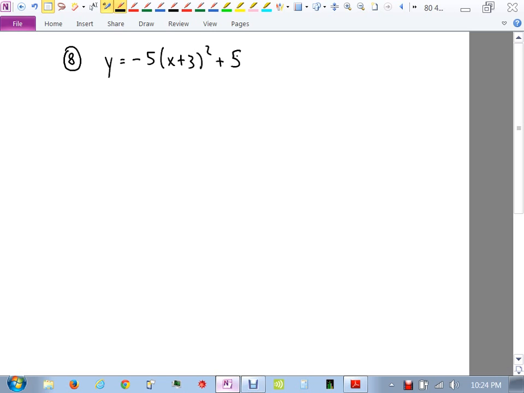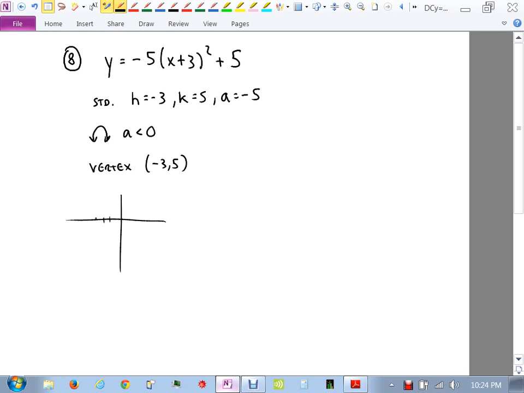Okay, so the first thing is that this is in standard form. So I know that h is negative 3, the opposite of what you see right here. K is 5, and oops, I forgot to put a is negative 5. I know this opens down because a is negative, it's less than 0, a is negative 5. I know my vertex is automatic, it's (h, k), so it's negative 3, 5. A quick sketch would be negative 3, up 5, up here somewhere, and it opens down.